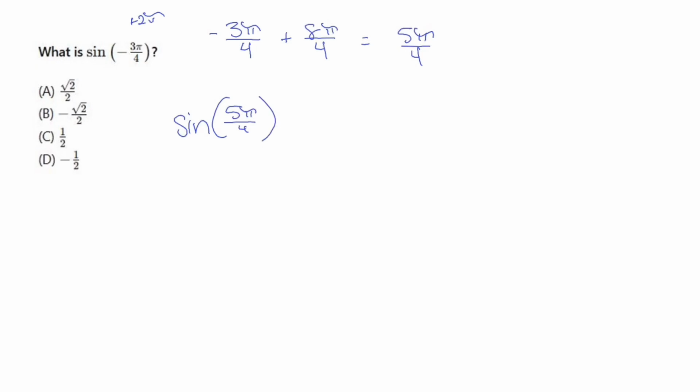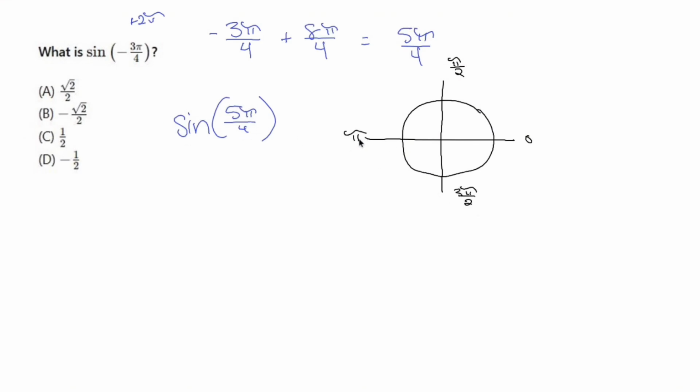This is unit circle stuff. If you don't know your unit circle, memorize it. You're going to need it. I like drawing it out every time because my ADHD brain needs me to. So here's a unit circle. You are 0, you're pi, you are pi over 2, and you are 3 pi over 2.